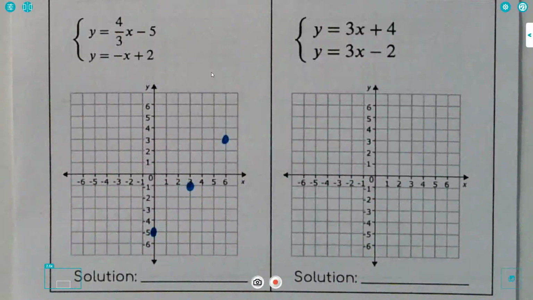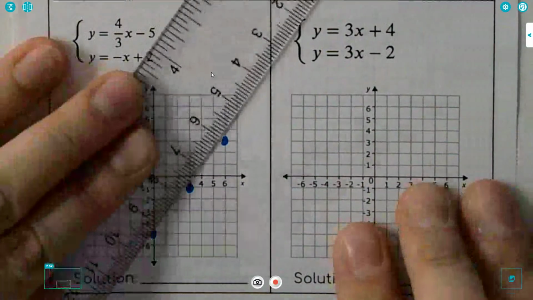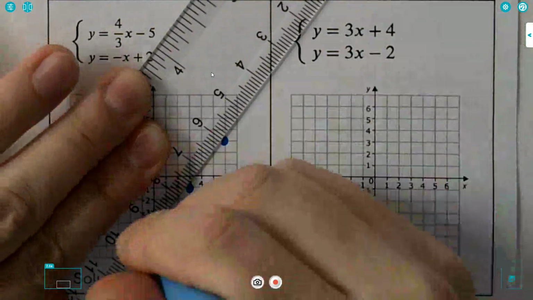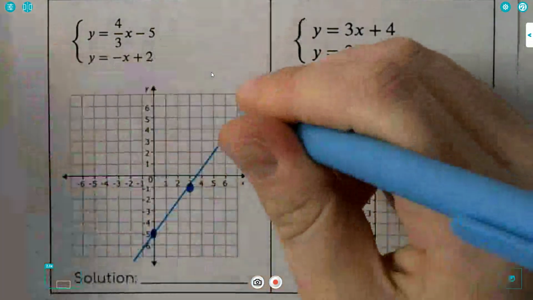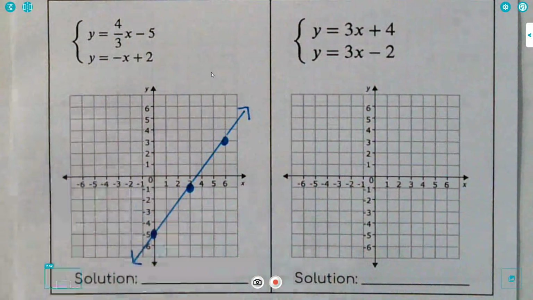Then you are going to want to use a ruler, and you are going to want to take the extra 2 seconds that takes to actually line it up correctly and carefully connect your line. So there is my first line. That's me graphing y equals 4/3 x minus 5.